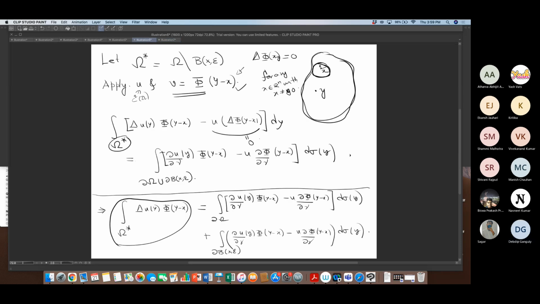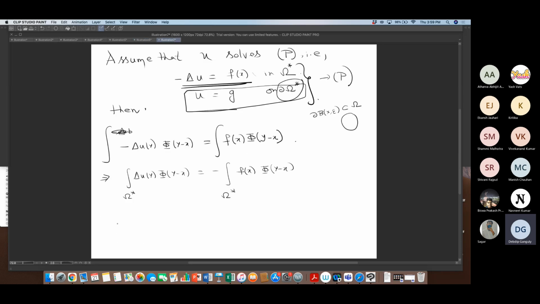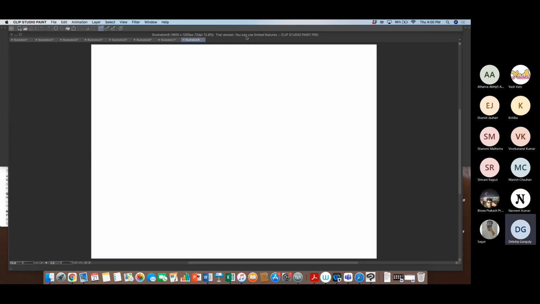Which is equal to this part, which is equal to, you know, the integral over the boundary of omega star of del u by del nu at the point y times phi of y minus x, minus u times del phi by del nu of y minus x, d sigma y. So this equal to minus of this, equal to this because of this. Okay. Now taking epsilon tending to 0 on this side.